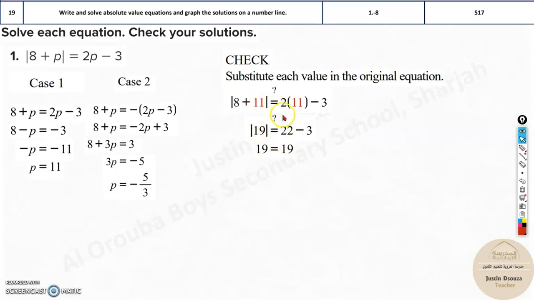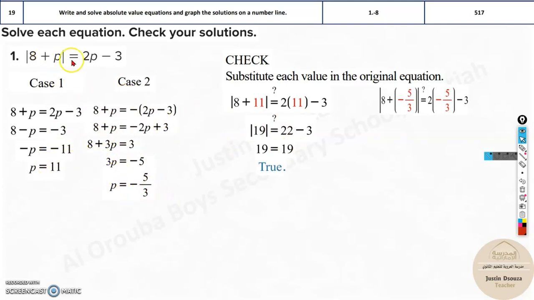I said 20, sorry. I was just thinking different numbers altogether in my mind. Sorry, I had many things running in my mind. So 8 plus 11 is 19, and 2 times 11 is 22, minus 3 will be 19. Both the sides it's equal. Yes, this is a correct answer. True. Now, what about this one?